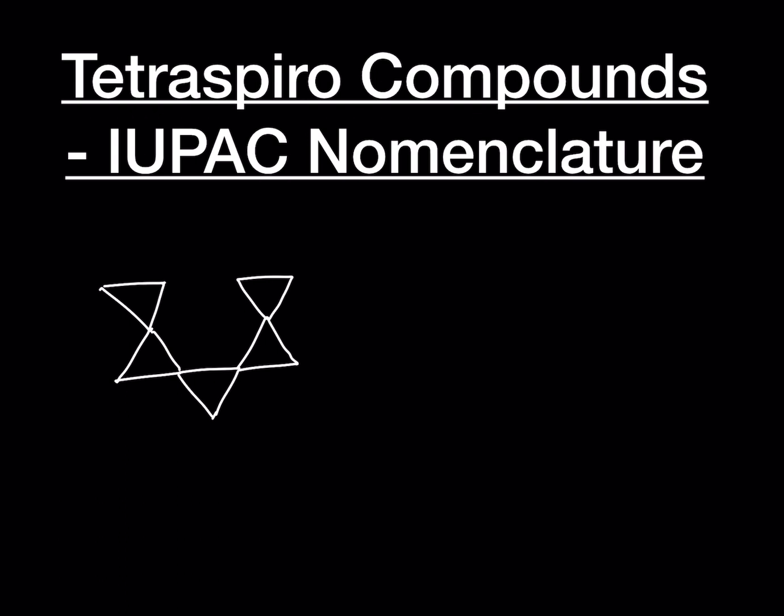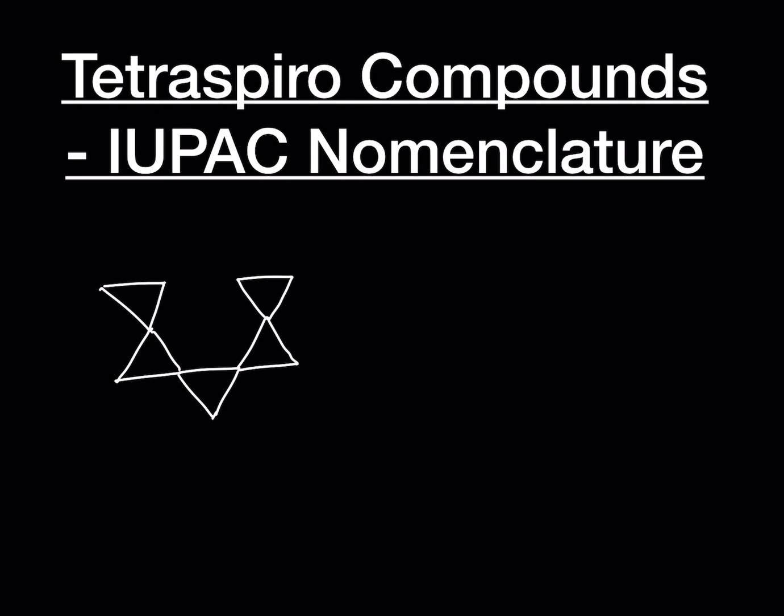Hello everyone. In this video, we are going to talk about the IUPAC nomenclature of Tetraspiro compounds. At the outset, these structures may be slightly intimidating, but if you have already seen the videos that I have made for Dispiro and Trispiro compounds, it wouldn't be difficult to guess the names of these molecules. Therefore, please feel free to pause the video whenever you want to and work out the names and then come back and cross check it.